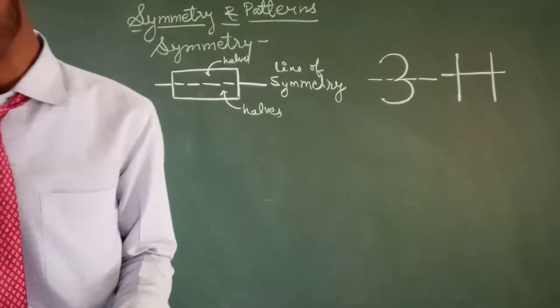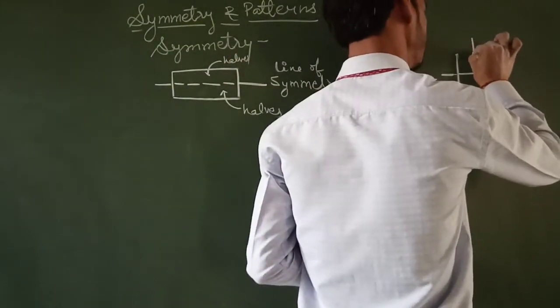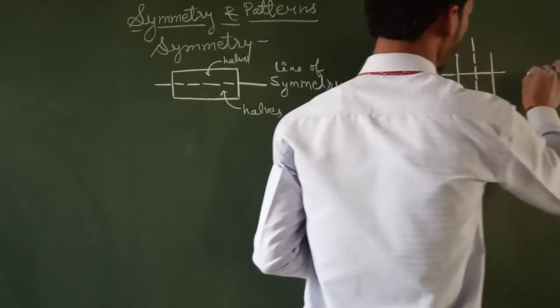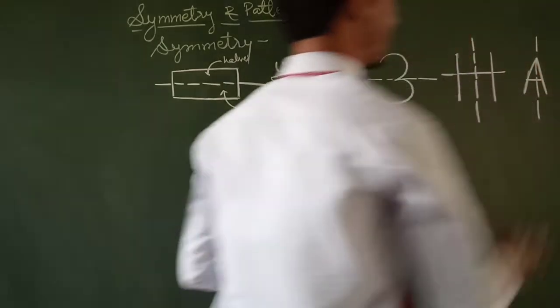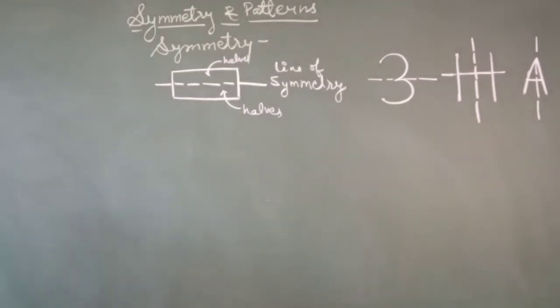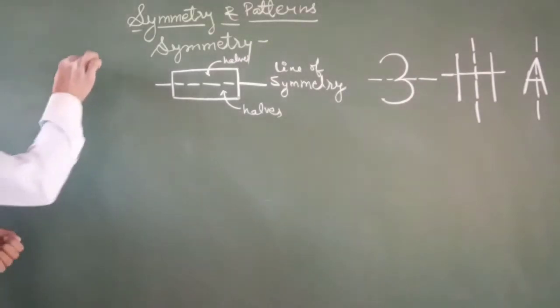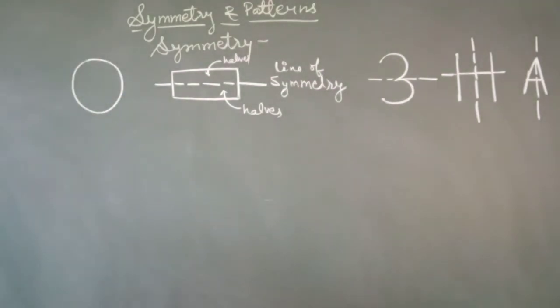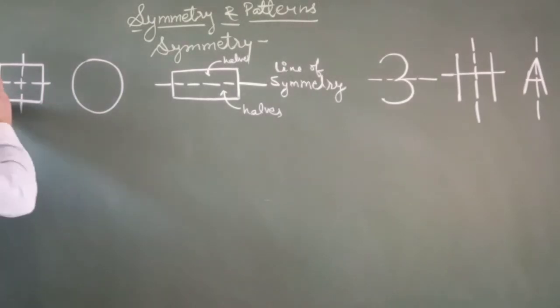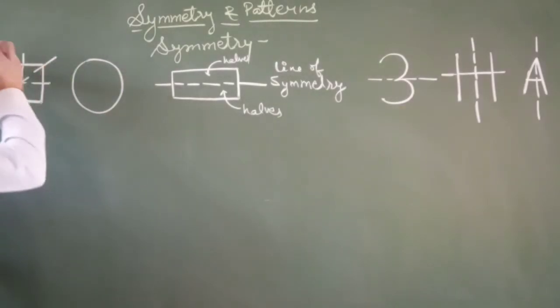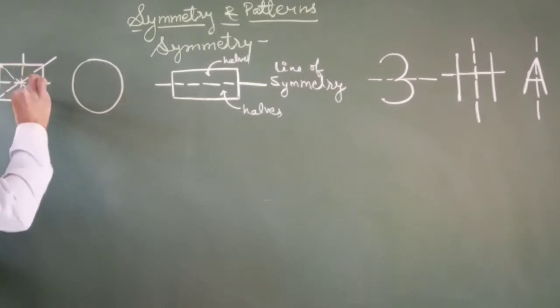And now the next one is, and this also shows symmetrical halves. In these figures you can see that there are many figures related to symmetry. And you also know that in many figures there is more than one line of symmetry.